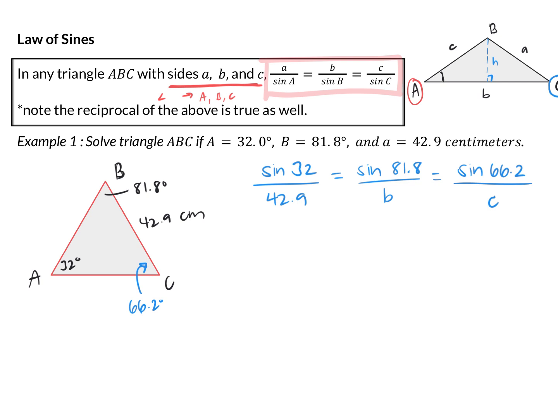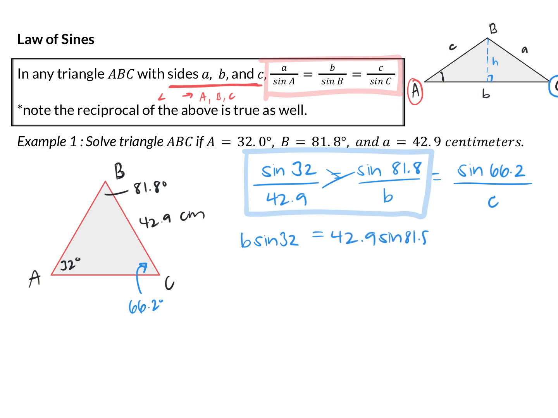So I've got three fractions there set equal to each other. I've got two unknowns, so I'm going to start by solving for one of my unknowns. If I want to solve for B, which two equations did I set equal to each other? The left one and the middle one. So I'm going to select these two, and I'm going to solve it using cross multiplication, right? So if I solve this here, this becomes B times sine of 32, and then cross multiply, 42.9 times sine of 81.8.